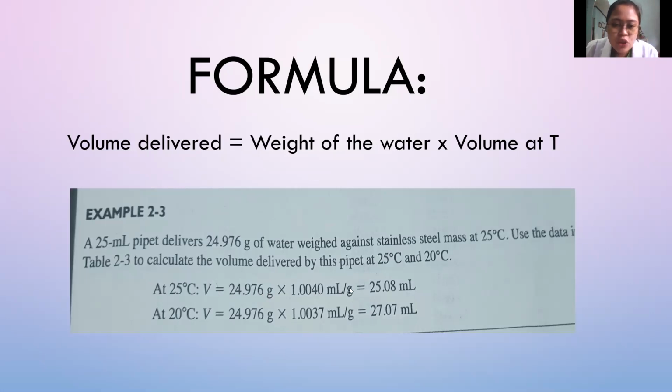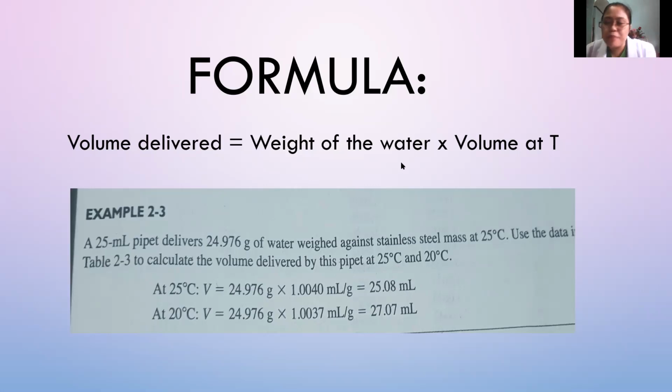So we correct the volume delivered. You just multiply, class. When you multiply, you will get 25.08 ml. So the corrected volume, what we actually got from the 25 ml pipette, is 25.08 ml. This is the exact volume.